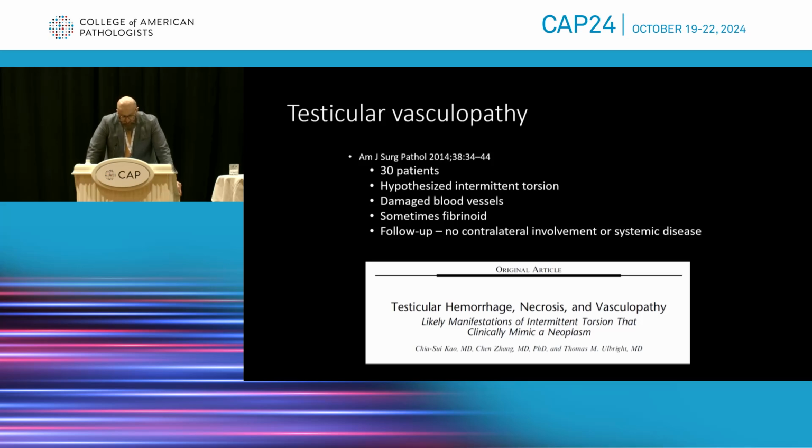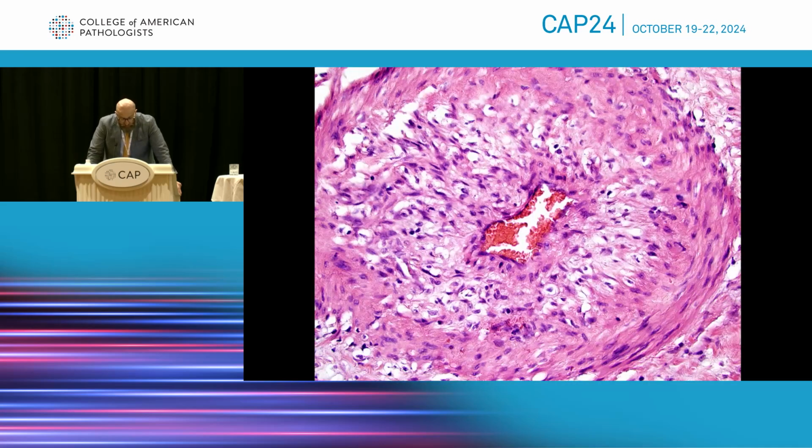background. And their hypothesis was that this was kind of the result of multiple vascular injuries over time. They thought chronic intermittent torsion was a likely explanation for this. So the vessels are becoming repeatedly damaged, and eventually it reaches a breaking point where there's been so much vascular damage that you develop an infarct or an area of hemorrhage. And so you might say, well, these findings look a lot like vasculitis, but on the follow-up, they found no contralateral involvement or systemic disease, suggesting that there was no evidence of systemic vasculitis.